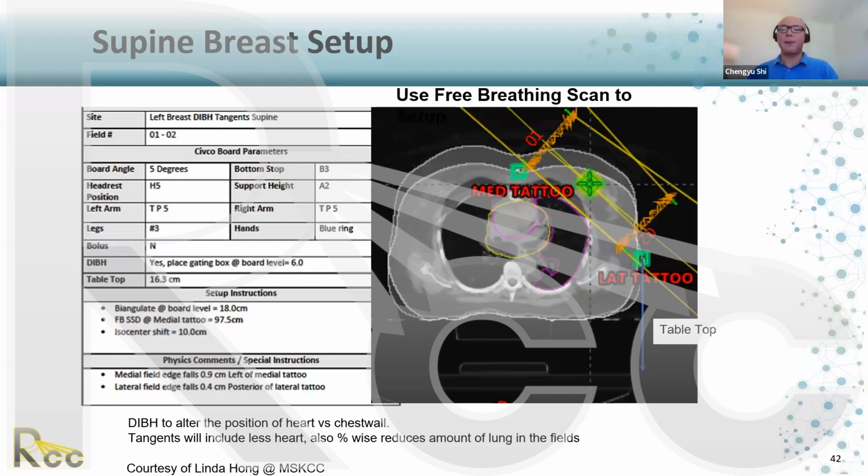If you don't do DIBH, you do free breathing, you don't have the ability. I think it's fine. It just gives a larger uncertainty for planning.